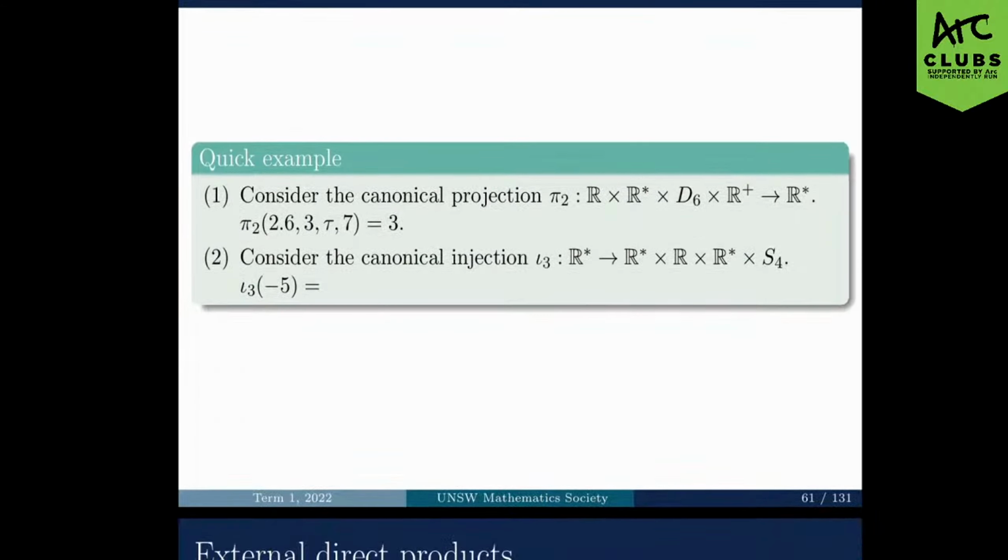Canonical injection, we have to map this to the product, and what it does is it says, let's keep the -5, but everything else let's just set to the identity. So just be a bit careful with what the group is over here, because we have a bunch of different groups. What is the identity of each one? Well, this one is R star, that's going to be 1. This one is just R, which means it's the additive group, so 0. And this one is S4, which means it's a symmetric group, so it's just going to be equal to the identity transformation.